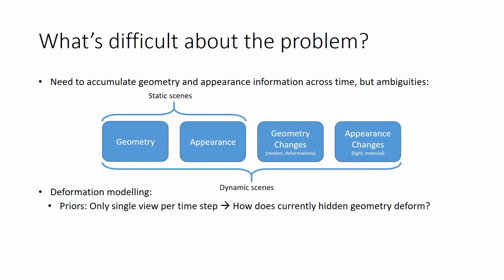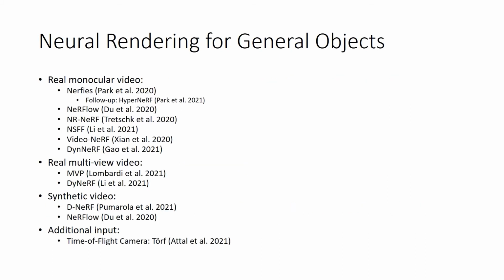For example, since we observe only a single view per time step, the deformation model needs to handle currently hidden geometry in order for novel view synthesis to give reasonable results. Furthermore, when parametrizing deformations, we also need to be able, for example, to introduce discontinuities into the model in order to handle topology changes. In the last couple of years, we saw a wave of NeRF-based works coming out that made significant progress over previous attempts at the full problem setting.